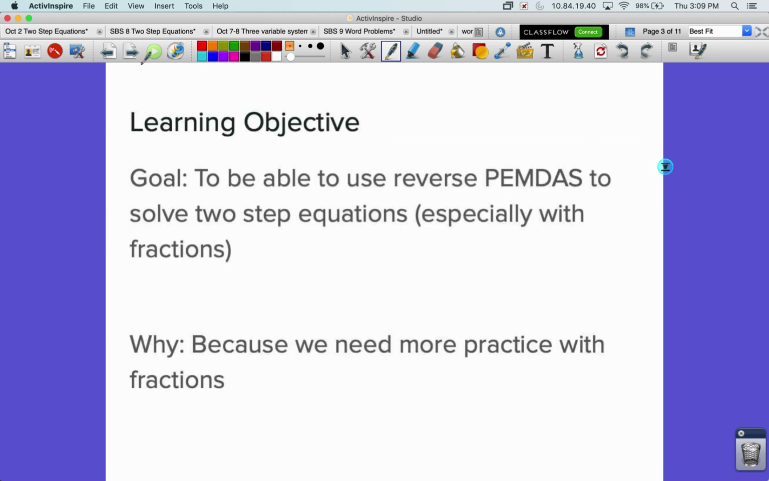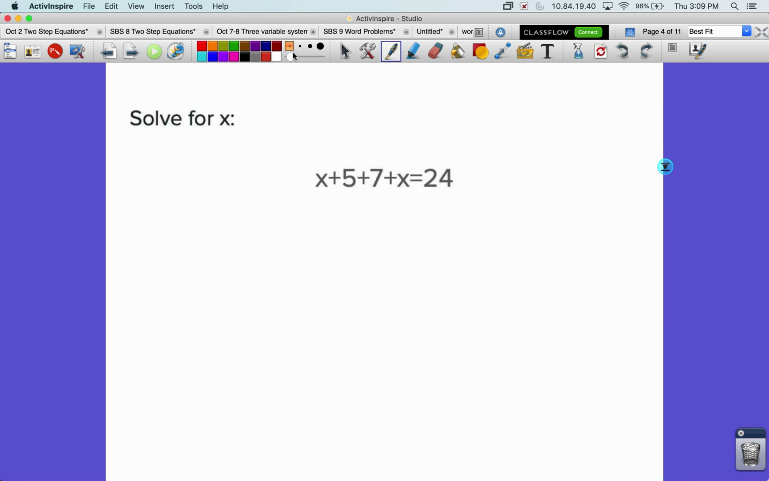All right, our goal for today is to be able to use reverse PEMDAS to solve 2-step equations, especially those with fractions, and we'll even get into some multi-step equations. Why are we doing this? Because we need more practice with fractions.